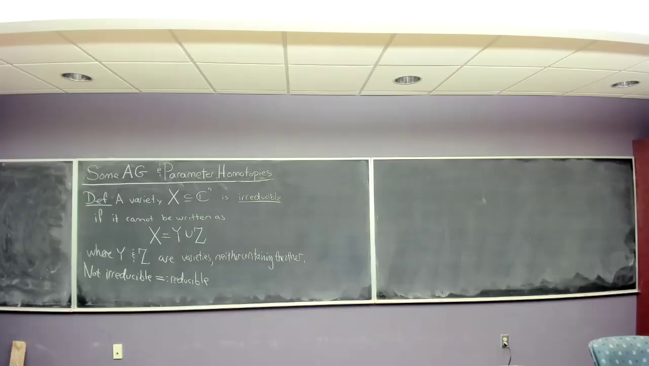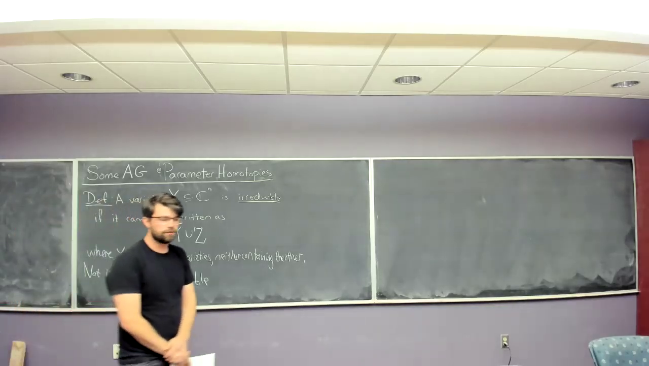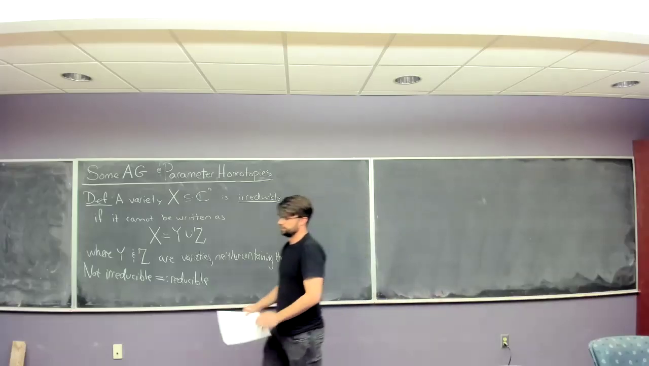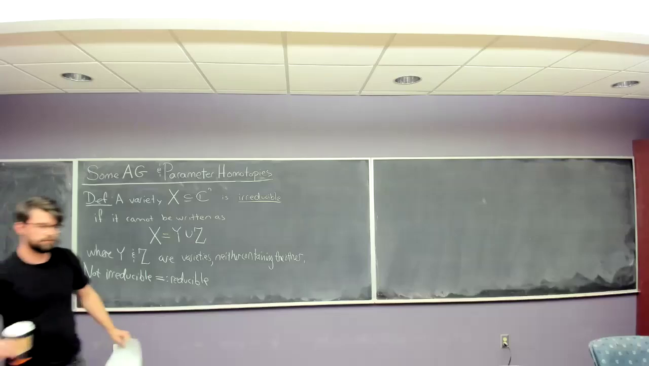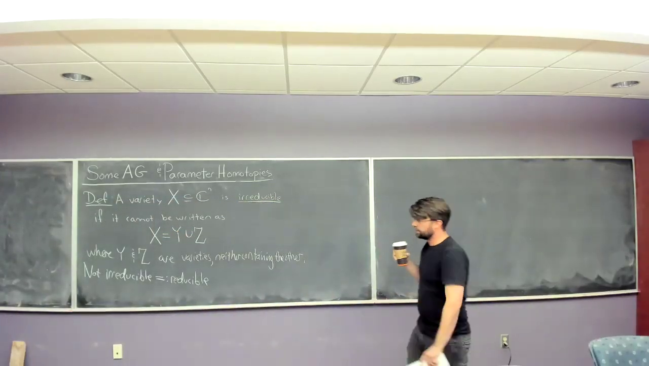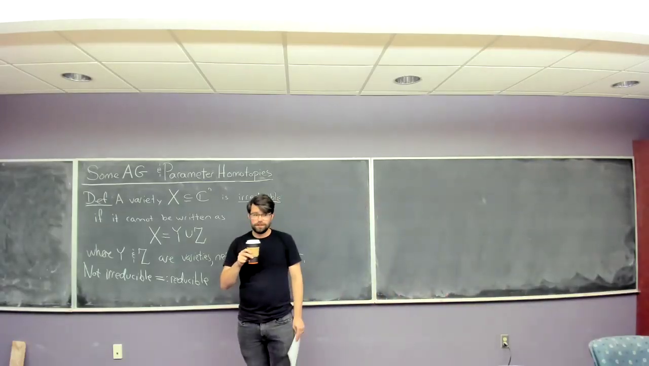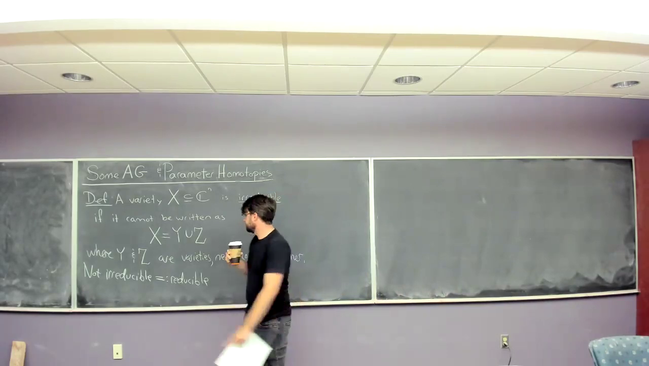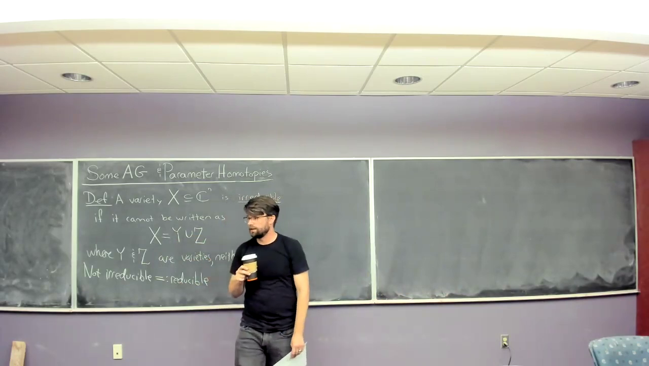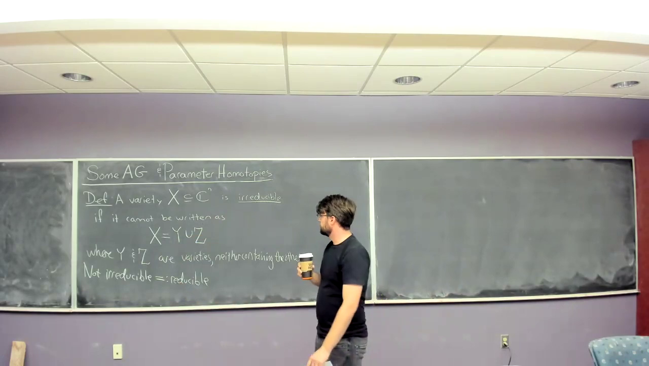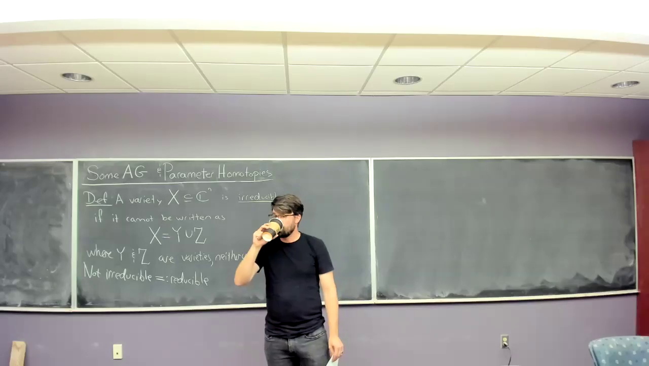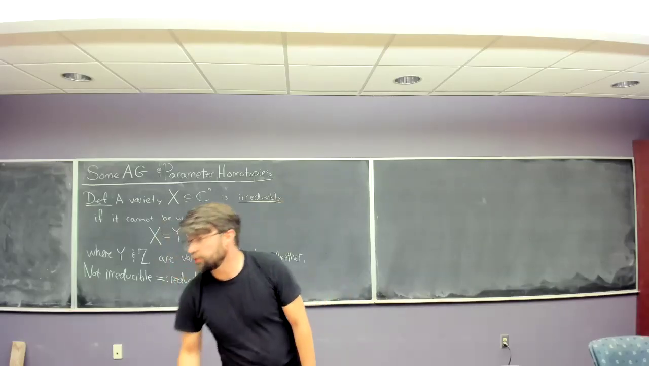So for example, if I asked you to prove that a variety was reducible, what would you have to do? What tasks would you have to accomplish according to this definition? Yeah, so I would try to write my variety as this Y union Z. And then further, I would have to prove this equality. So any point in X is either in Y or it's in Z. Any point in Y or Z is in X. Then after I prove this equality, I would then have to show that Y is not contained in Z, and Z is not contained in Y. And I would have to show Y and Z were varieties.